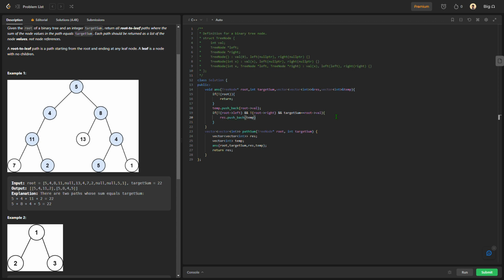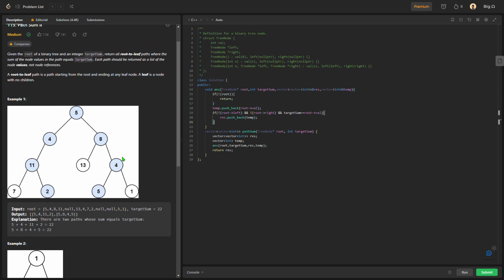Okay, what we have done here is that if we reach a node that is a leaf node, why is it a leaf? Because its left and right are null, first and foremost. Secondly, our target sum should be equal to the whole summation from root up till the leaf. So if the last node that we are treating, for example, if we were at 5, we treated 5, we treated 4, we treated 11, then we are at 11's value.